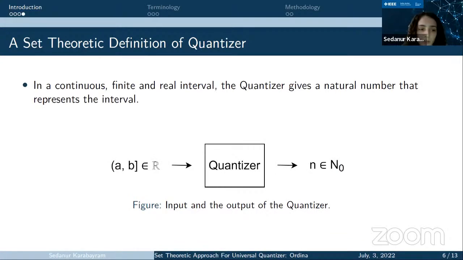So after I explain the analog to digital converters, this is my set theoretic approach definition. Set theoretic definition of quantizer can be modeled. In a continuous finite and real interval, the quantizer gives a natural number that represents the interval. So as you see in the figure, the input is a finite, continuous, and real interval. This input goes through the quantizer, and the output is an n, which is a natural number that represents the interval.